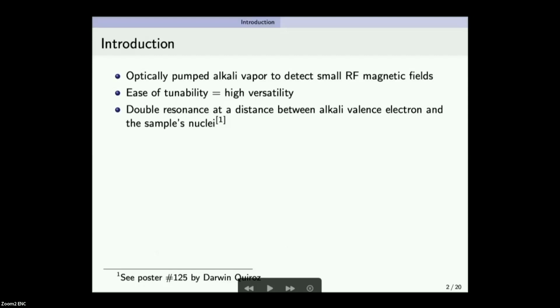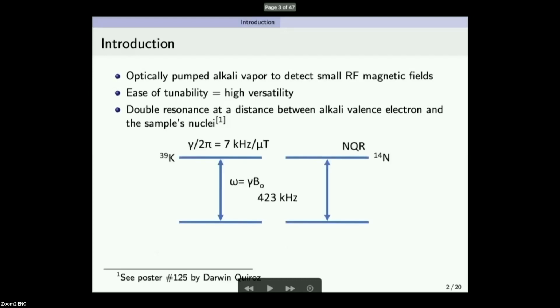They're useful for stuff like NMR and NQR because they can be tuned to the resonance frequency of the nuclei. You can match the Larmor precession of the atoms with the resonance frequency of the nuclei and do this so-called double resonance at a distance. If you want to hear more about that, you can see my colleague Darwin's poster at 125 later today. Find us walking around and we'll be happy to explain it.